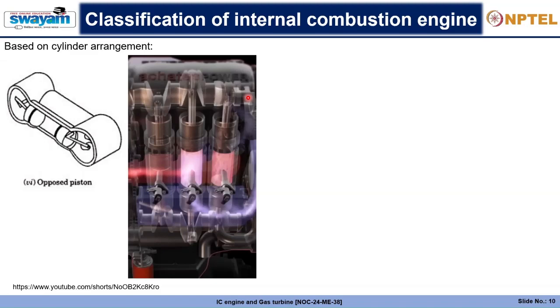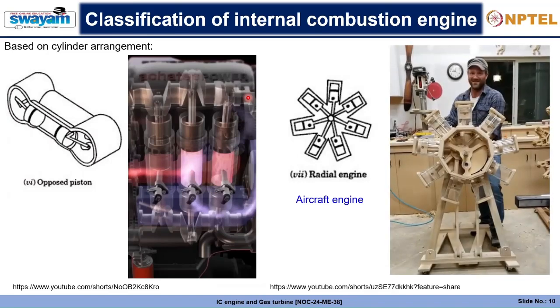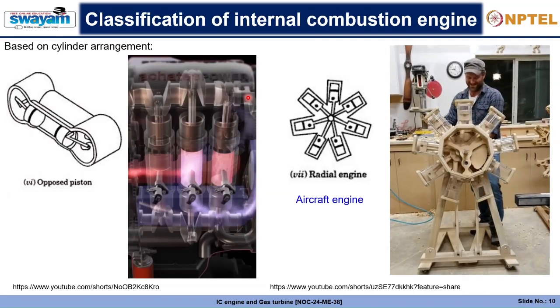There are a lot of situations. Not only cars are one of the problems, but even if we talk about diesel generators and everything, we will have to know how to use these kinds of engines. So these are based on the cylinder arrangement, and the last one is the radial engine, which is used in an aircraft engine. It is quite interesting to know how an aircraft also uses a radial engine, and this is a demonstration.